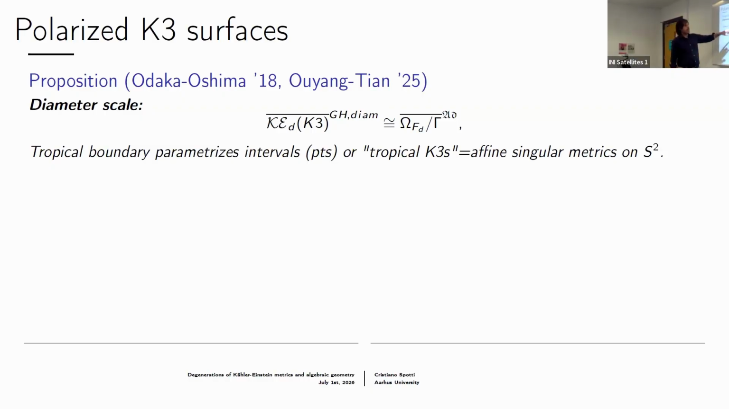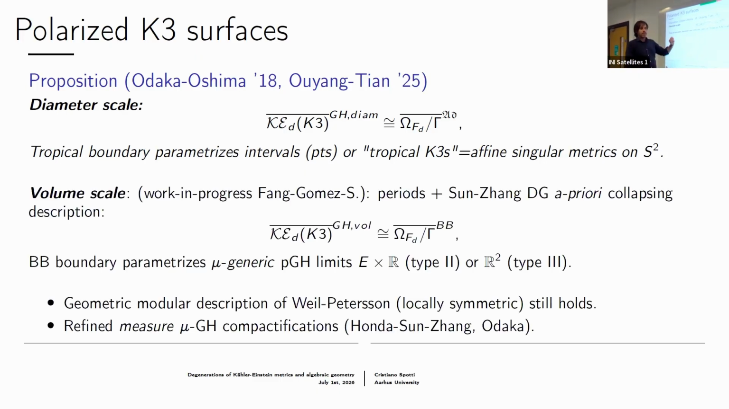So at the diameter scale, you get similarly the Satake compactification that also lives here. But one can ask what happens at the volume scale. And at the volume scale, what happens in short is that, again, the Baily-Borel appears. This is some kind of work in progress. We are cleaning up one part, but again, the Baily-Borel appears in a generic sense.